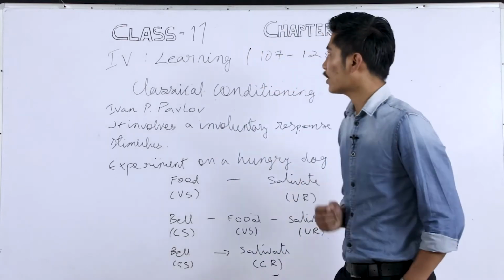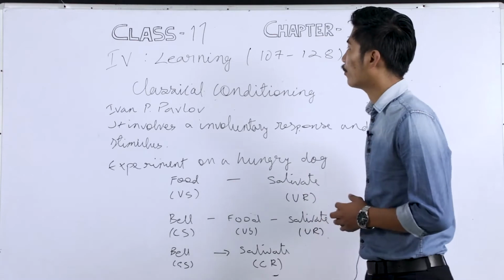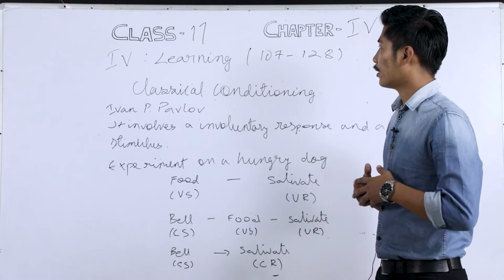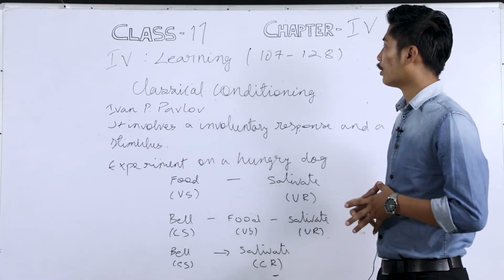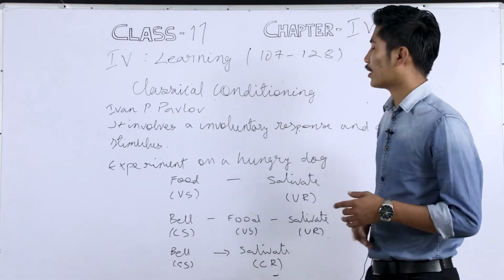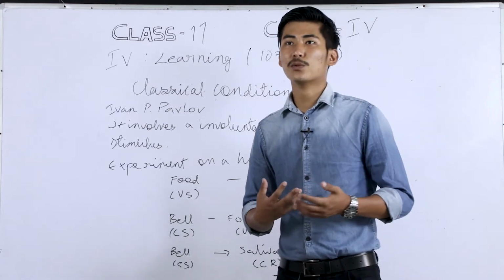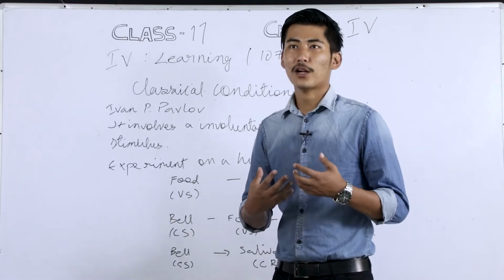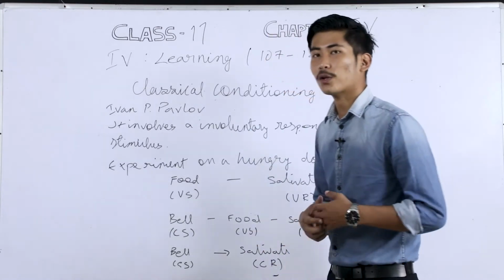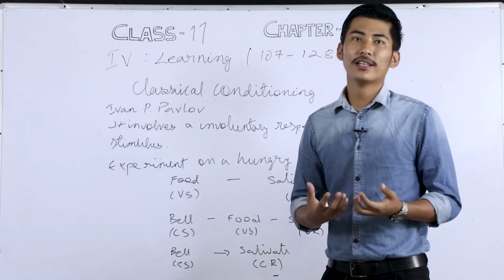The classical conditioning theory was propounded by Ivan P. Pavlov. Ivan P. Pavlov was a Russian psychologist, and he said that classical conditioning involves an involuntary response and stimulus. Basically, he said that a response can be conditioned by using a conditioned stimulus. So in order to prove his theory, he did an experiment on a hungry dog.